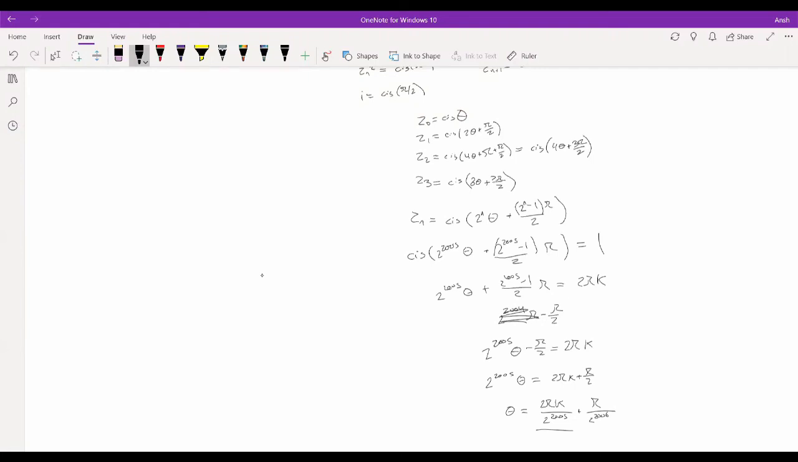So there are exactly 2 to the 2005 possible values k can be, such that each of these are still distinct. So k can be 1, 2, 3, and so on, all the way to 2 to the 2005 minus 1, starting from 0. So that means k has exactly 2 to the 2005 values, which means that there are 2 to the 2005 possible values for theta, which gives us 2 to the 2005 possible values for z sub 0.